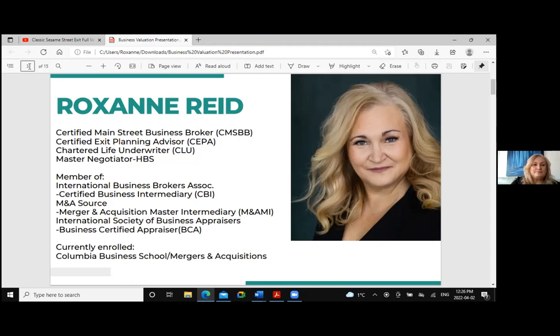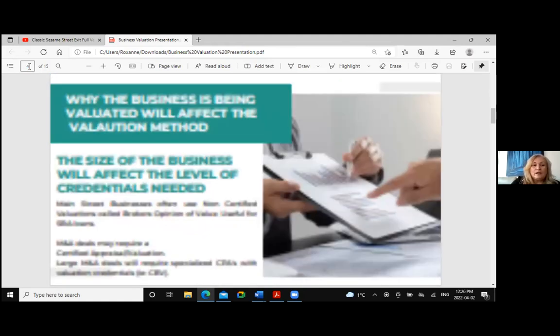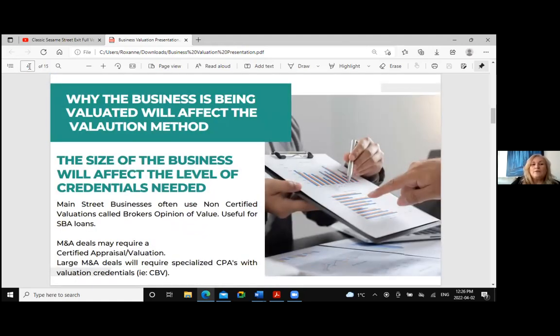Always updating. Awesome. Why do you do evaluation? Well, you want to assess the opportunity, and you also want to assess the cost of that opportunity. Sometimes it's not apparent without having an evaluation done. One of the things I wanted to point out is that why the business is being evaluated will affect the type of valuation method used. Sebastian mentioned that he loves EBITDA.